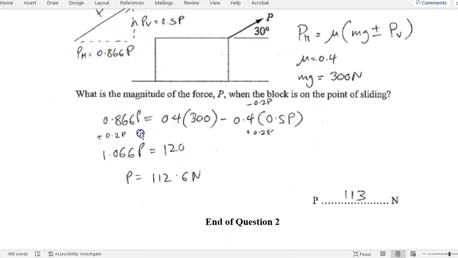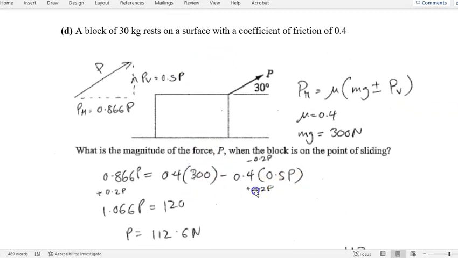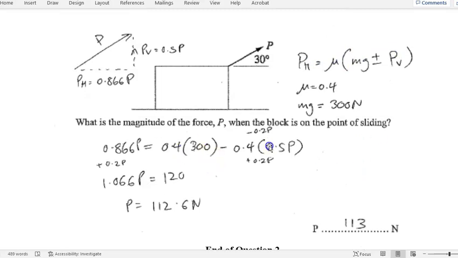So I've got PH. PH is 0.866, multiplied by 0.4 times 300, which is the weight of the box. I've expanded the brackets. That's what I've done here. I've expanded the brackets because sometimes people forget they have to expand mu times mg and mu times PV. Sometimes people forget. So in this particular case, I thought I would expand the brackets just to make it really clear what was going on. So 0.4 times that minus 0.4 times that.